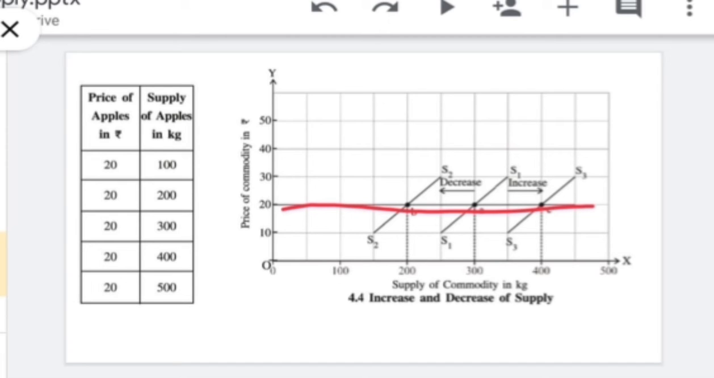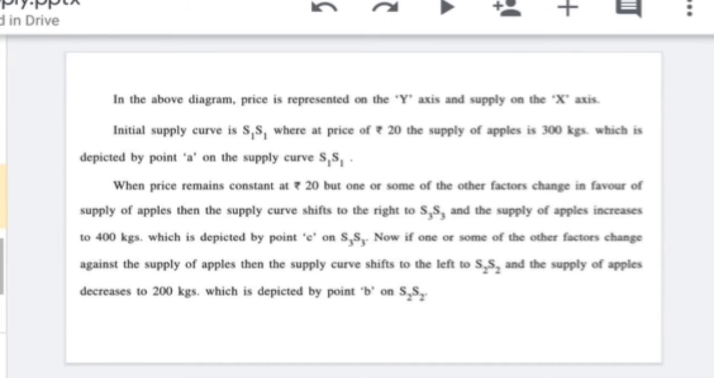So at that time what will happen? When there is an increase in supply, the supply curve will shift this side, and when there is a decrease in supply, it shifts this side. Price is constant, but due to the other factors, there is an increase and decrease in supply. If government policy is not favorable, if production is not good, if technology is not good, there is an increase and decrease in supply. Same thing is shown over here.